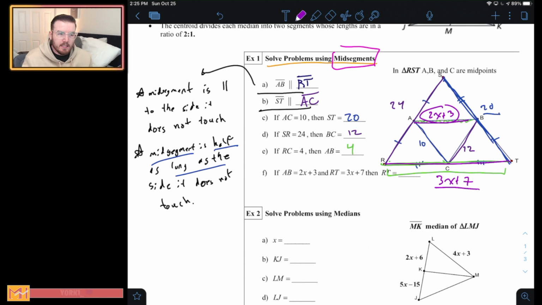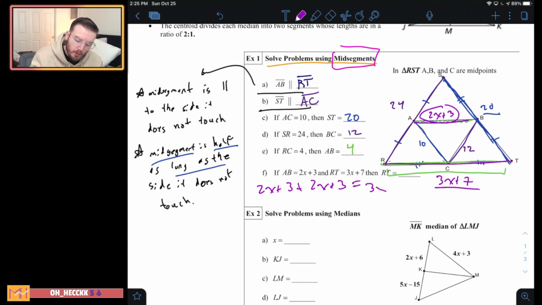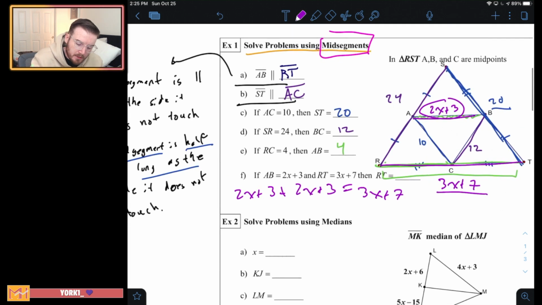Or another way to think of it is it takes not one of these, but 2 of them to make the whole thing, right? So if we add it to itself, it takes two of them added together to give you the whole thing, right? Think of these other examples that we already had, right? If this is 12, 12 plus 12 gives us 24. This is 10. 10 plus 10 gives us 20. Well, this is 2x plus 3. 2x plus 3 plus 2x plus 3 gives us the other side, which is 3x plus 7.